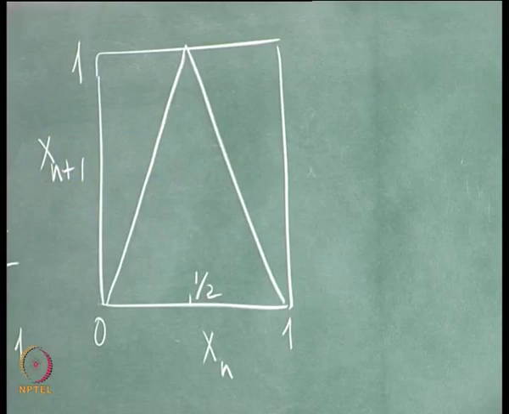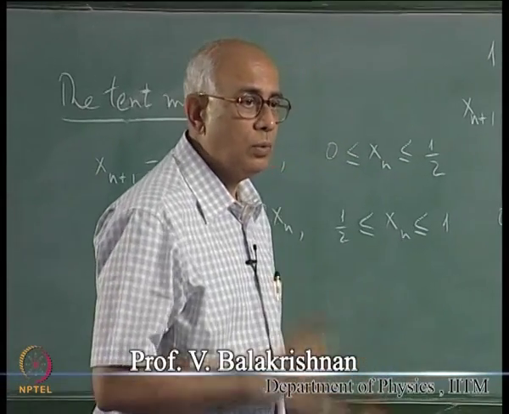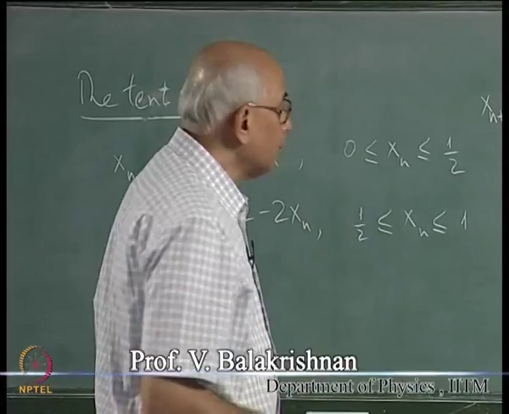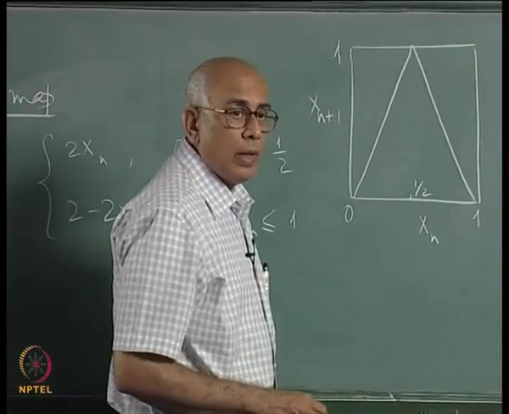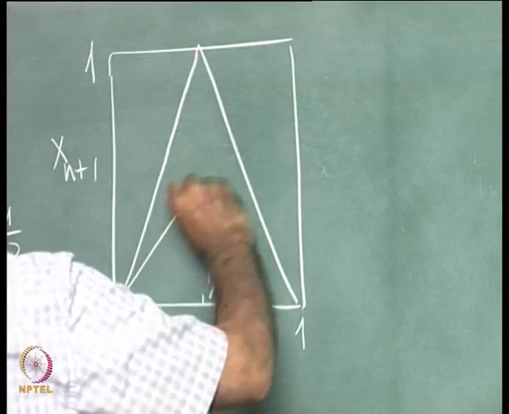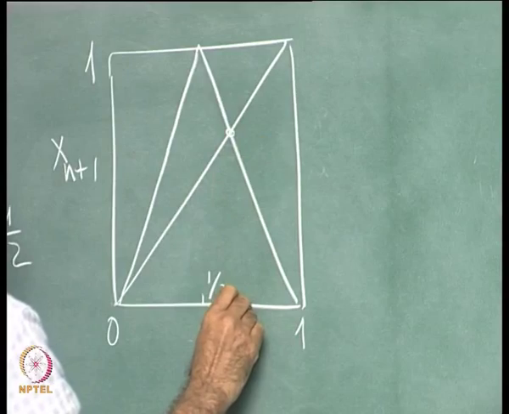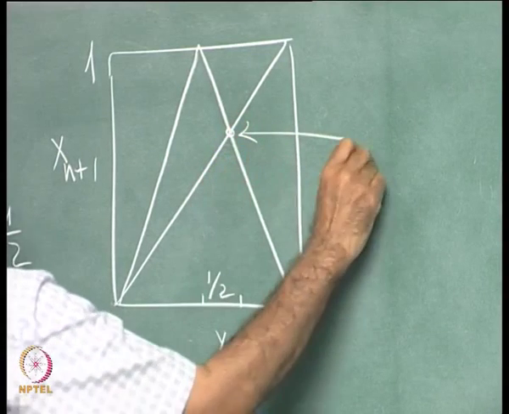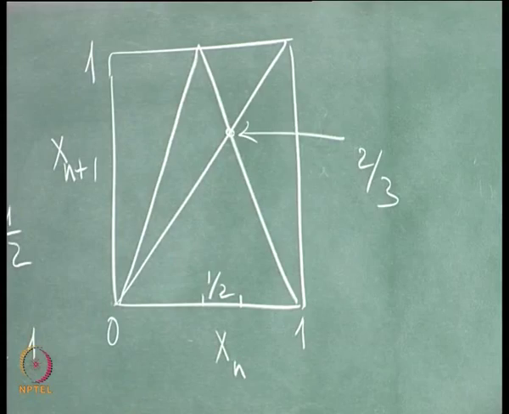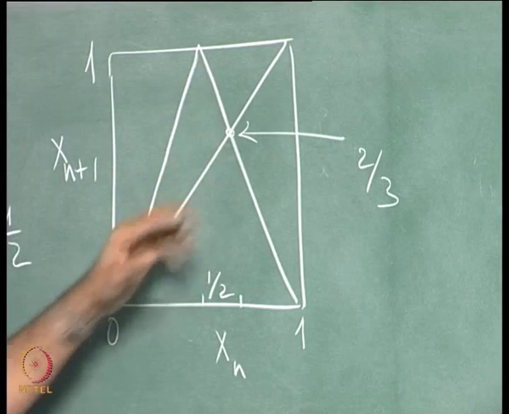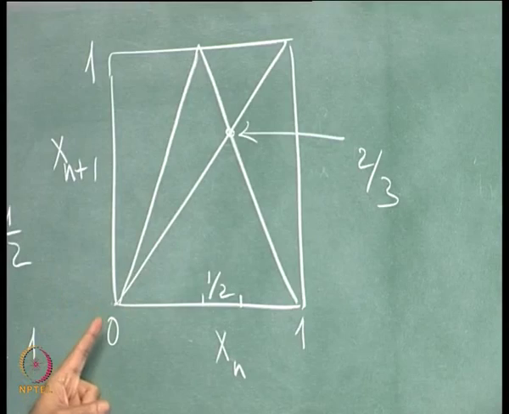For every x_{n+1} there are 2 values of x_n, and therefore if you give me a final point x_n there are 2^n possibilities for x_0 from which this final point could have arisen. So it is not invertible and it leads to chaos for a very obvious reason, because the phase space is bounded. This is the bisector, there is a fixed point here at the point 2/3, as you can easily check, and it is unstable because the slope has magnitude 2 at this point. The fixed point at the origin is also unstable, again the slope is 2.